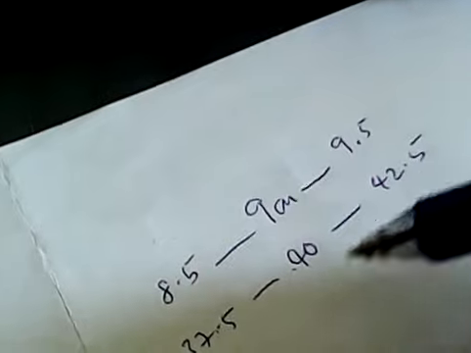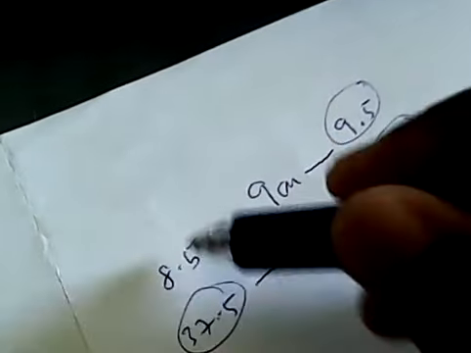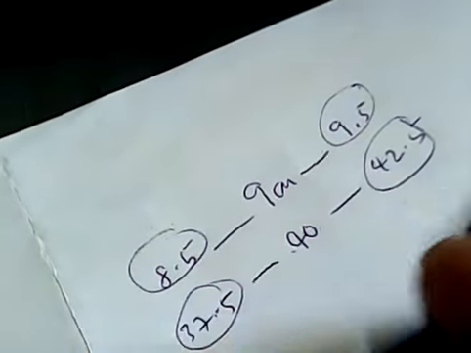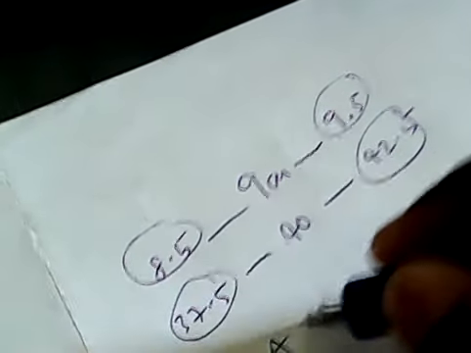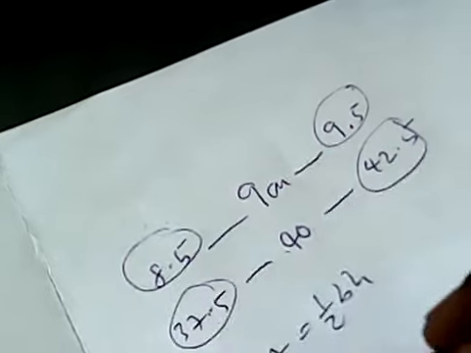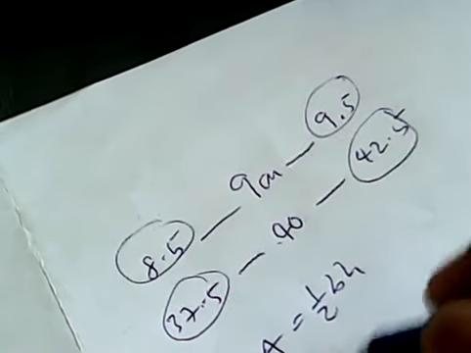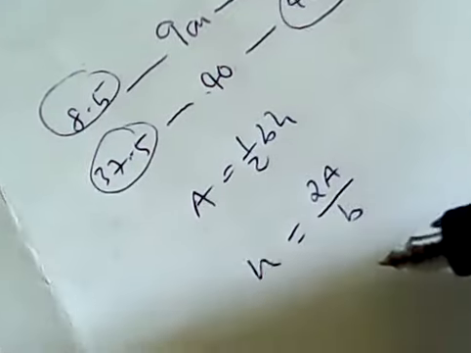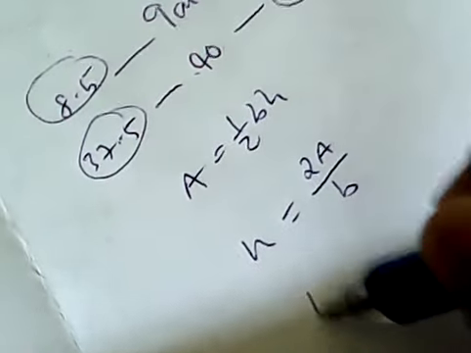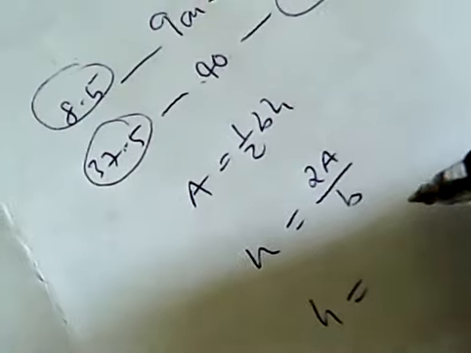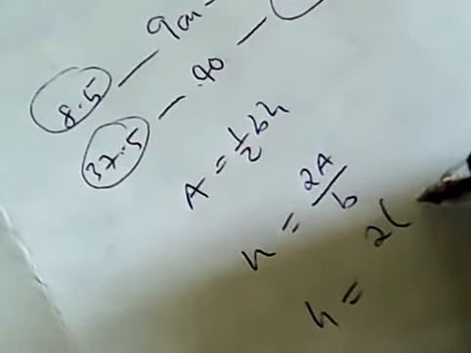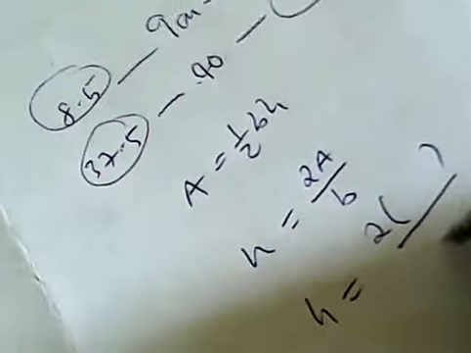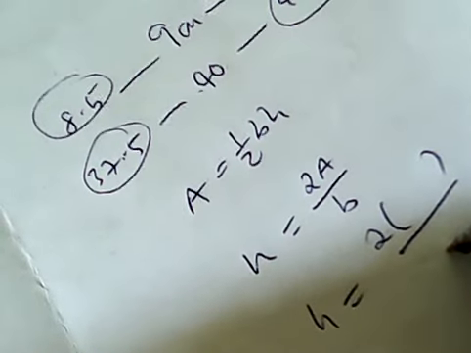Okay, so now we can use, these are upper bounds and these are lower bounds. Okay, but then we are saying to find the height, area is equal to half BH. Okay, so we are looking for the height, so H is equal to 2A over B. Right, and to find the largest possible height, we have to get the largest possible area divided by the smallest possible base.